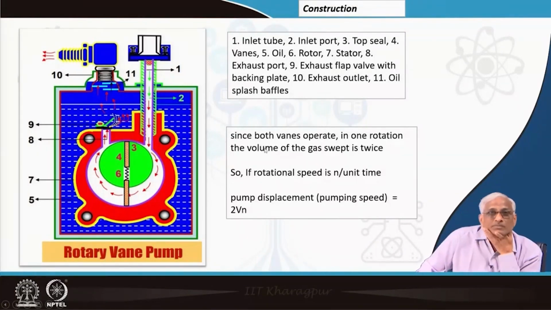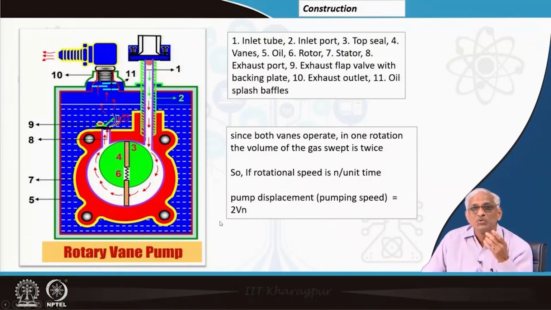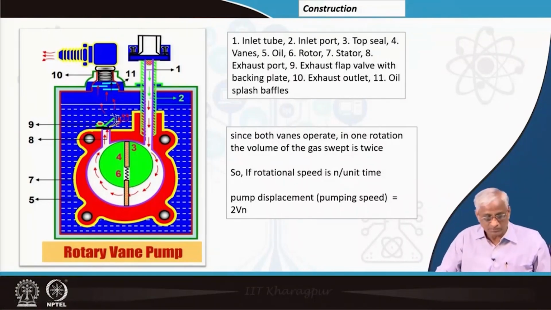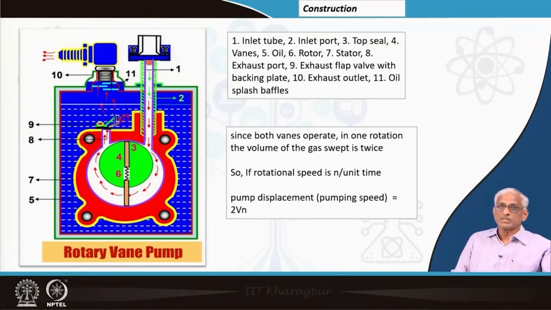So, in one rotation, you will get 2 times some sort of moon type of volume, and if the number of rotations is n, 2 into Vn will be the pump displacement. This we will see later when we look at the working principle. So, this is basically a constructional aspect.